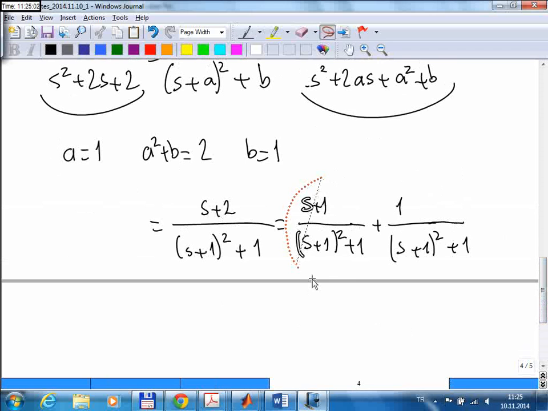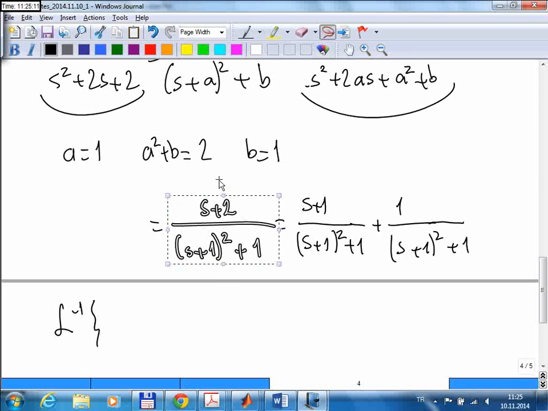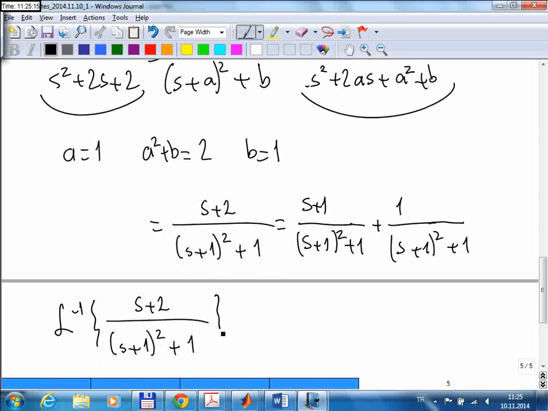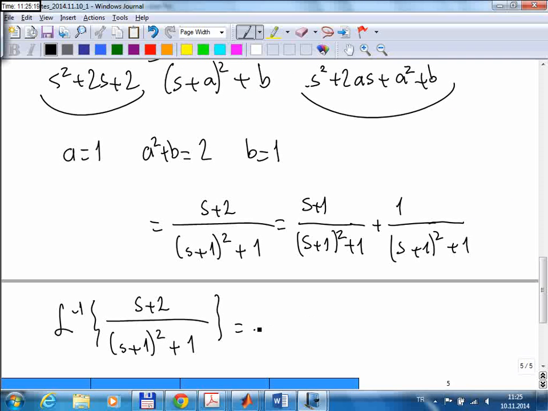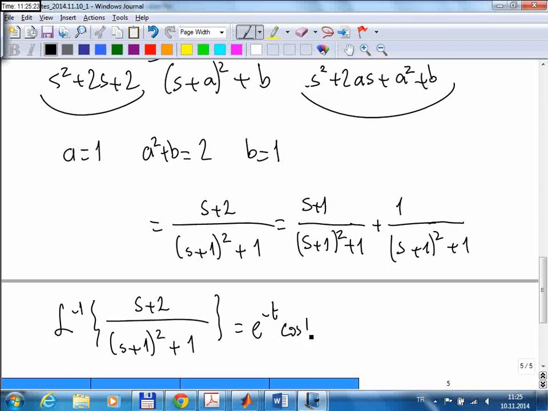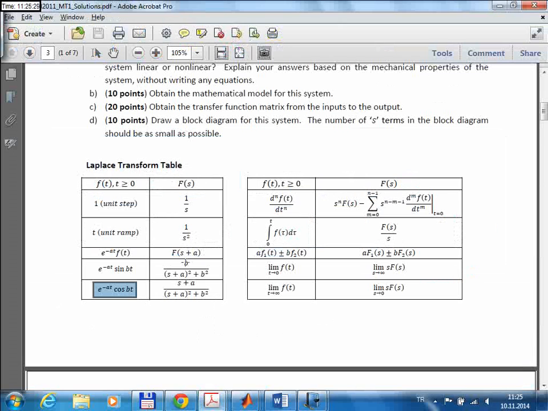So the inverse of this is e to the power minus t times cosine t plus the inverse of this. And luckily that second term is this one directly.